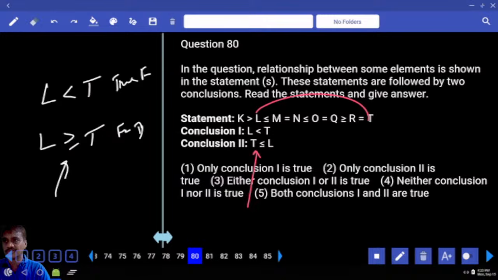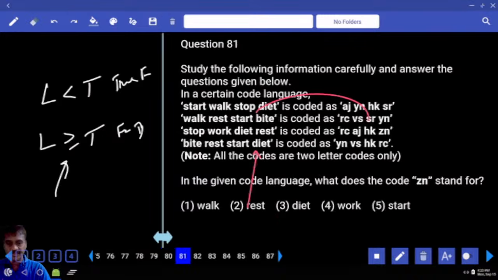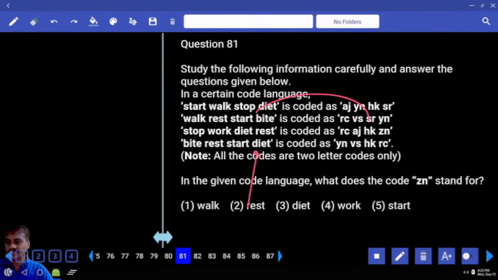Then 80, choice 3. Then 81. Now 81 onwards, first or the second? Definitely first. Right? How many questions were given? 3. 3 questions means you need to directly work on this rather than writing each and every code separately.